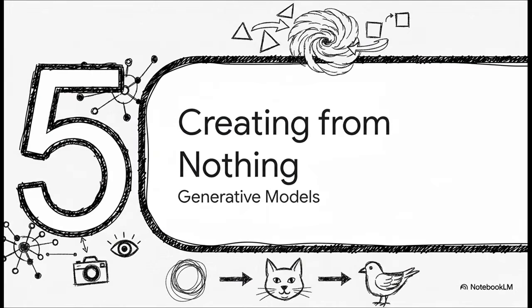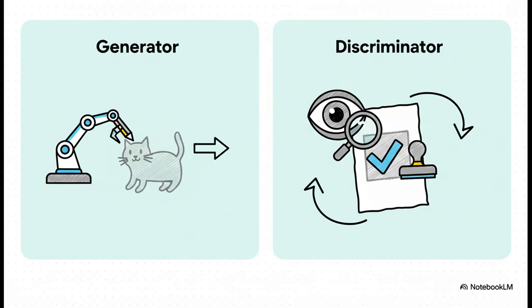Okay, this is getting pretty wild, right? Our machines can see, they can understand language, but can they create? This brings us to one of the most exciting frontiers in all of deep learning. Models that don't just analyze data, they create entirely new things from scratch. This leads us to one of the most brilliant ideas in all of AI, Generative Adversarial Networks, or GANs.